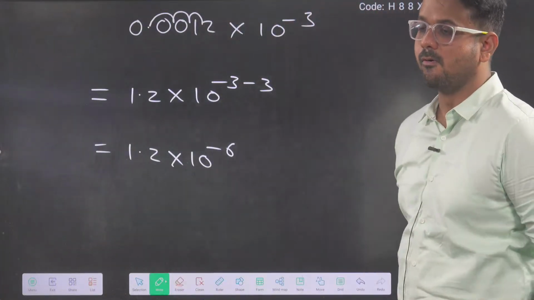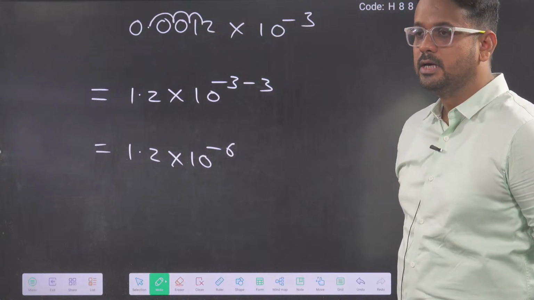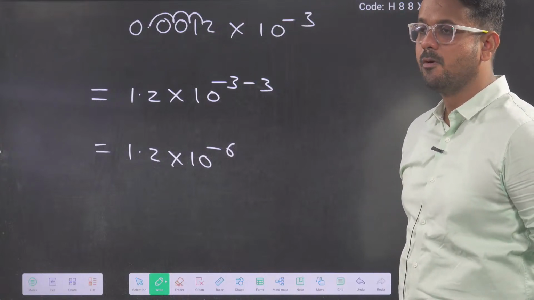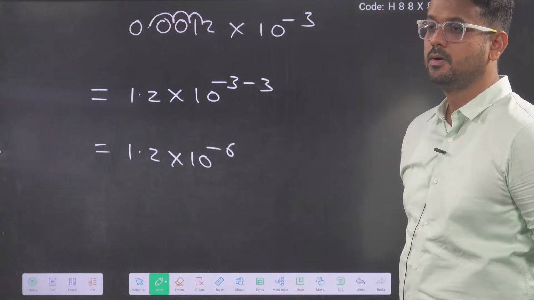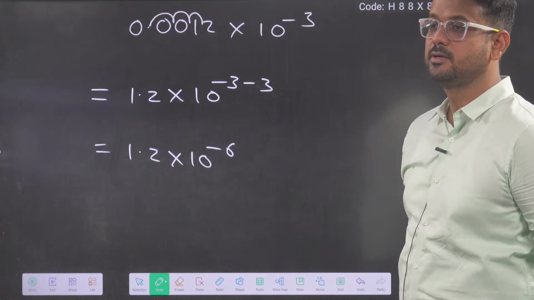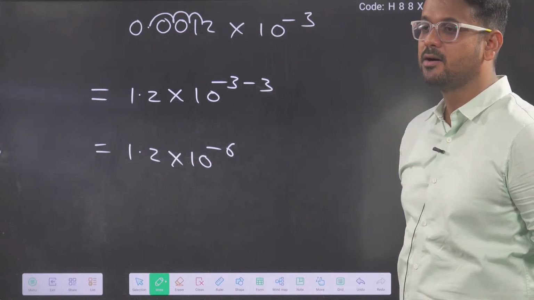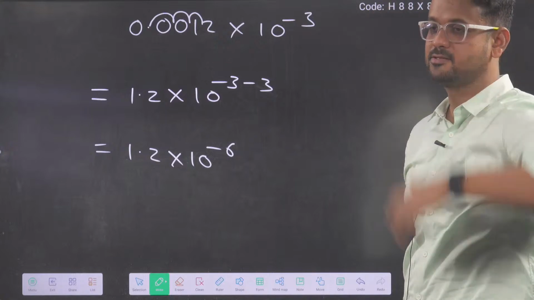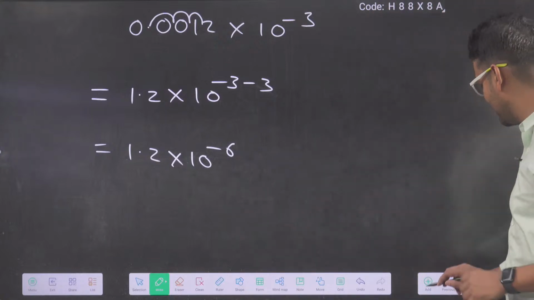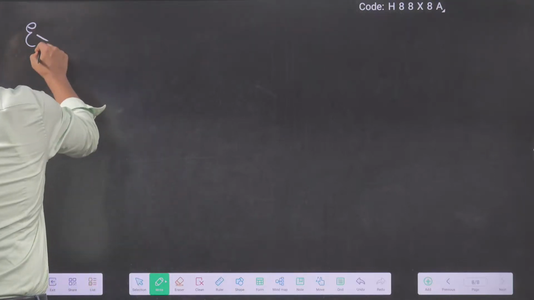Is this okay, boys and girls? Yes, the example is coming. Patience is the key to success. Very good. Now comes the next example.